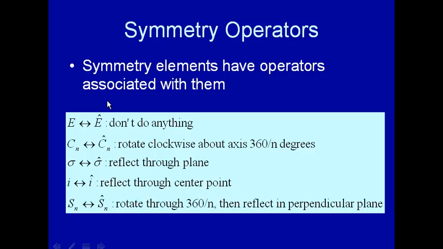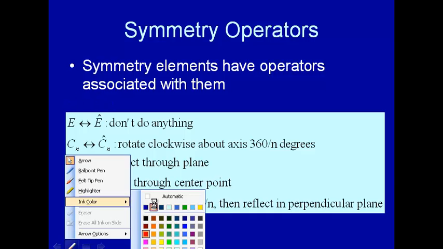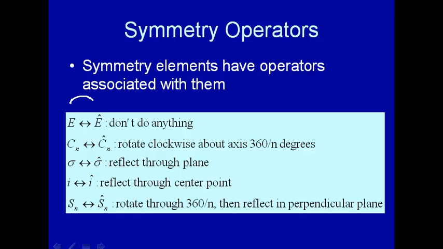Here we're going to introduce the idea that, in fact, these symmetry elements that form part of a symmetry group can actually be represented as operators. All right, so remember the identity symmetry element. We're going to convert that into an operator, put a little hat over it. So the identity means don't do anything.